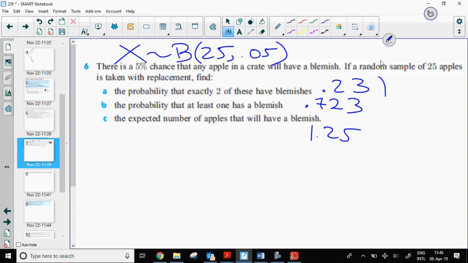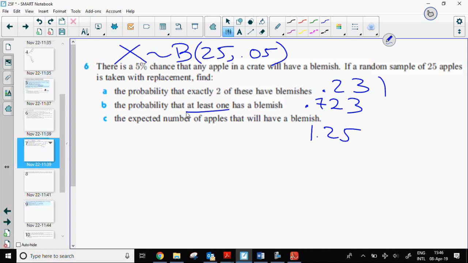We're going to get 2.231. For letter B, we're going to use binom CDF. Now we want at least 1 to have a blemish, so our lower bound is going to be 1, and our upper bound is going to be 25. We find a probability of 0.723. That kind of makes sense. Like, we would expect at least 1 to have a blemish, even though there's only a 5% chance that any particular apple has a blemish. Since we're choosing so many apples, we expect there to be at least 1 in the group that does.